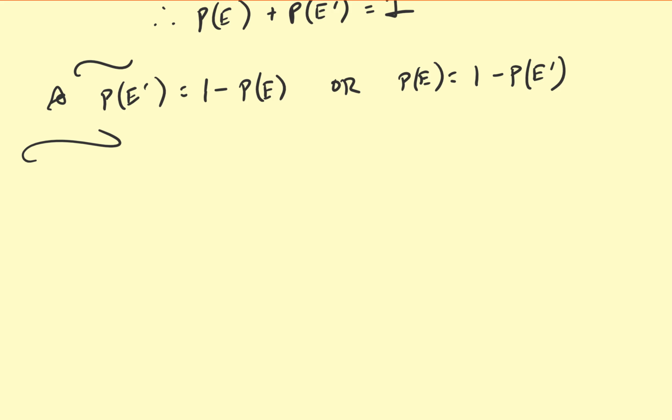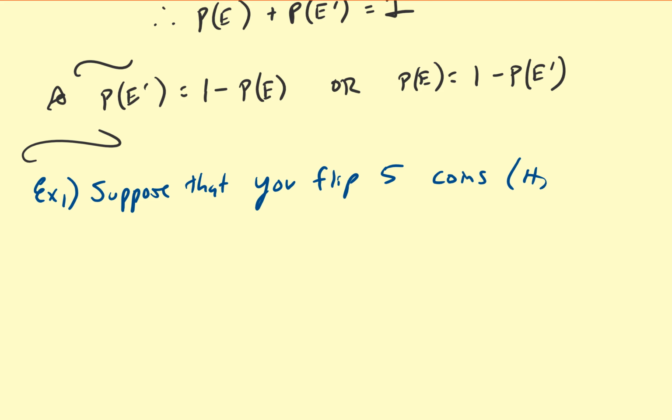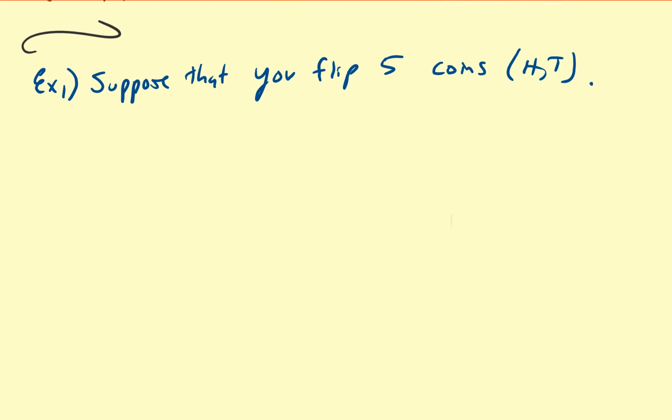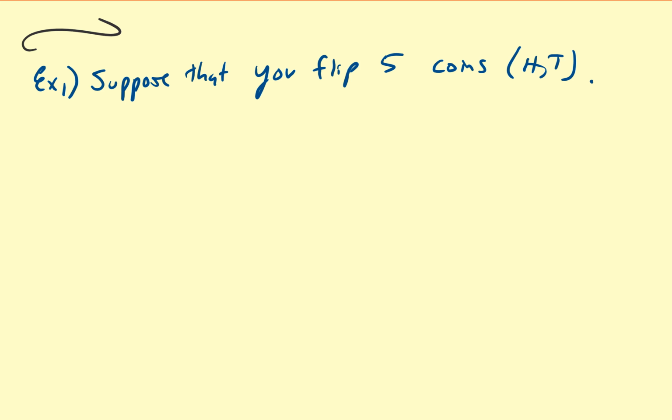So let us demonstrate these with a couple examples. So let's assume the first. Suppose that you flip 5 coins. Of course, heads or tails. So if I give you an experiment, then you should be able to find the sample space for that. So the sample space for this experiment is going to be the set of all 5 tuples, such as H, H, H, H, H is one event, H, H, H, H, T is going to be another event, all the way down to T, T, T, T, T.